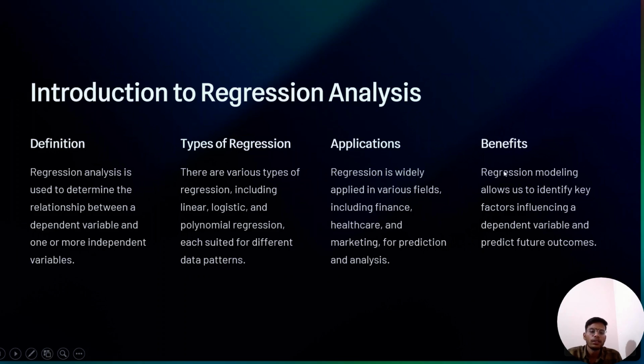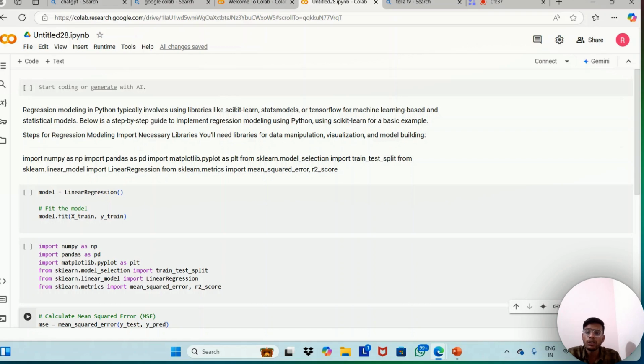Now, benefits. So many benefits of regression: regression modeling allows us to identify key factors influencing the dependent variable and predict future outcomes. Let's see. In Python, it typically involves using libraries like scikit-learn, statsmodels, and TensorFlow for machine learning based and statistical models. Below is a step-by-step guide to implement regression modeling in Python using scikit-learn for a basic model.